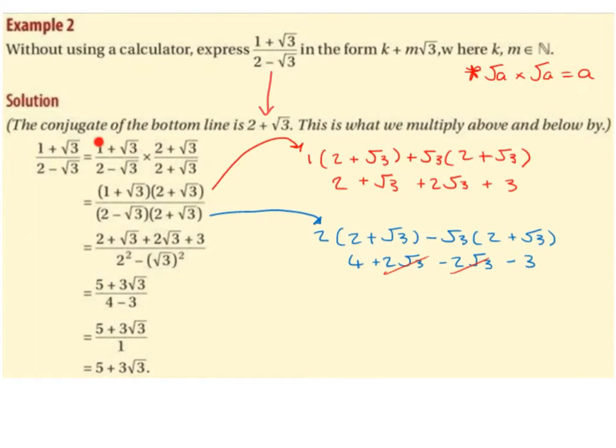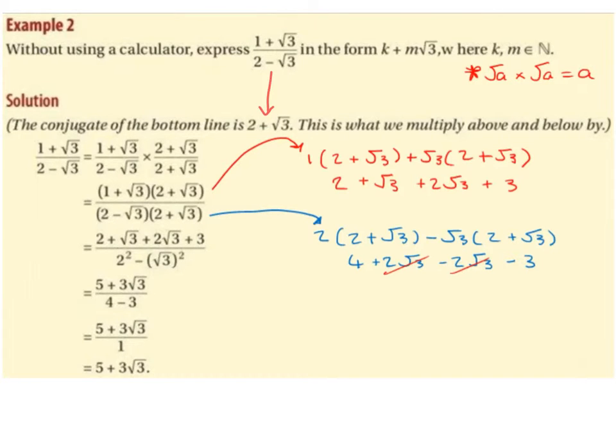So we have 1 plus root 3 over 2 minus root 3, and we multiply top and bottom by 2 plus root 3. So technically you're multiplying it by 1, because 2 plus root 3 over 2 plus root 3 will give us 1. So you're not actually changing the value of our original fraction.